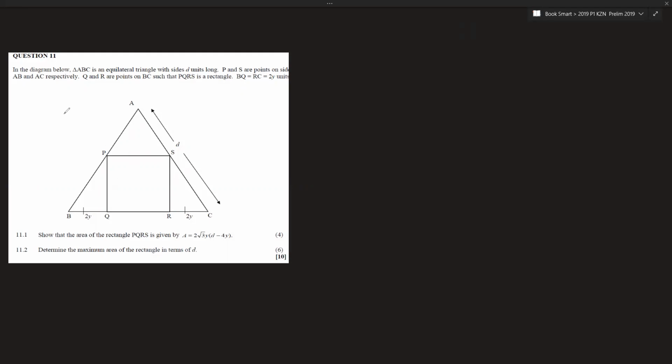Okay, so let's read the question. In the diagram below, ABC is an equilateral triangle with sides D units long. So if it's an equilateral, I know that this whole side will also be D, right? All the sides are equal, remember? So this side will also be D, and also this whole side will be D as well, right?